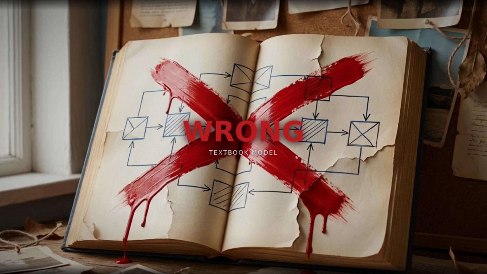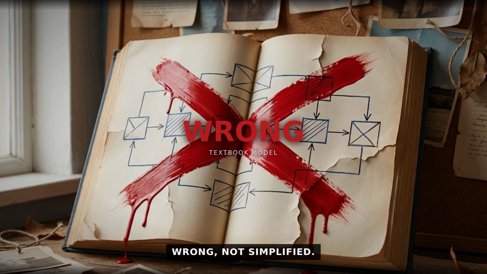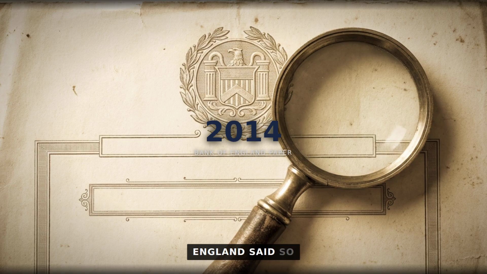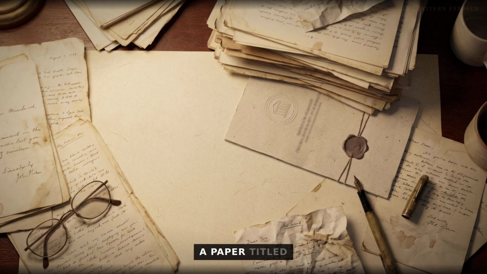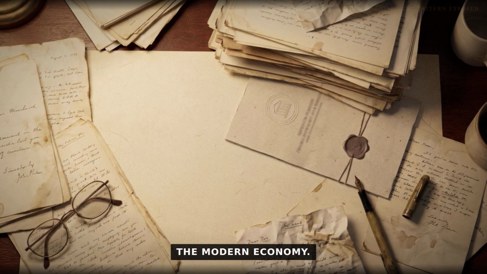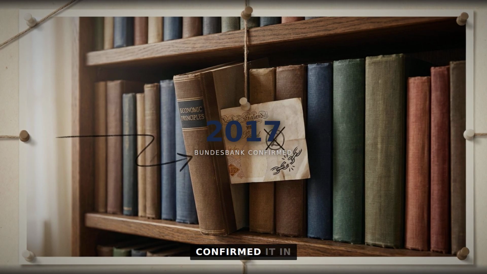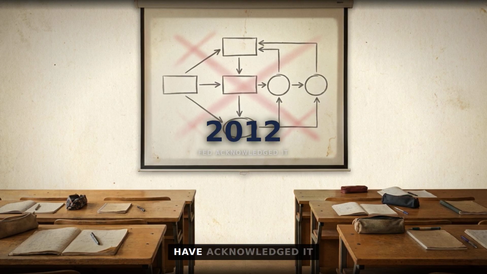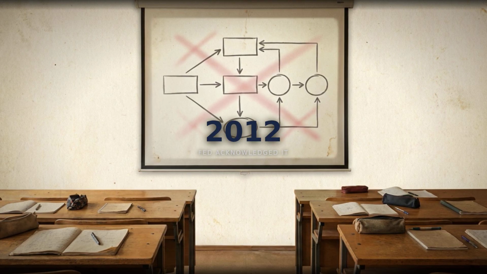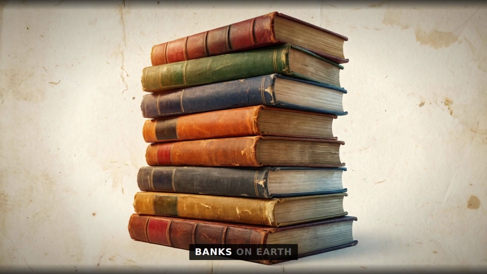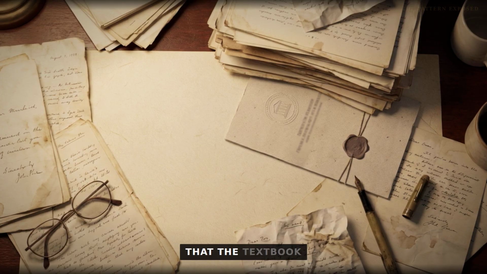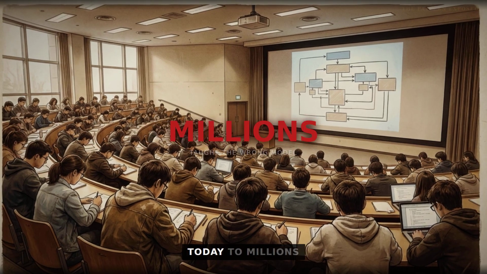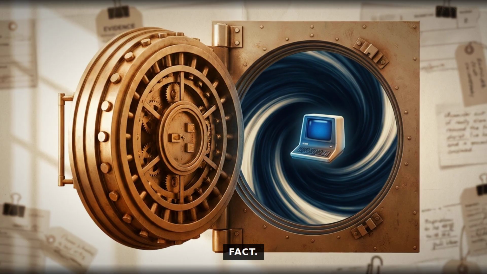There is one problem. It is completely wrong, not simplified. Not a useful approximation. Wrong. The Bank of England said so in 2014 in a paper titled Money Creation in the Modern Economy. The Bundesbank confirmed it in 2017. The Federal Reserve's own research papers have acknowledged it since at least 2012. 3 of the most powerful central banks on Earth have publicly stated that the textbook model of banking is fiction, and yet it is still being taught in universities today to millions of students as fact.